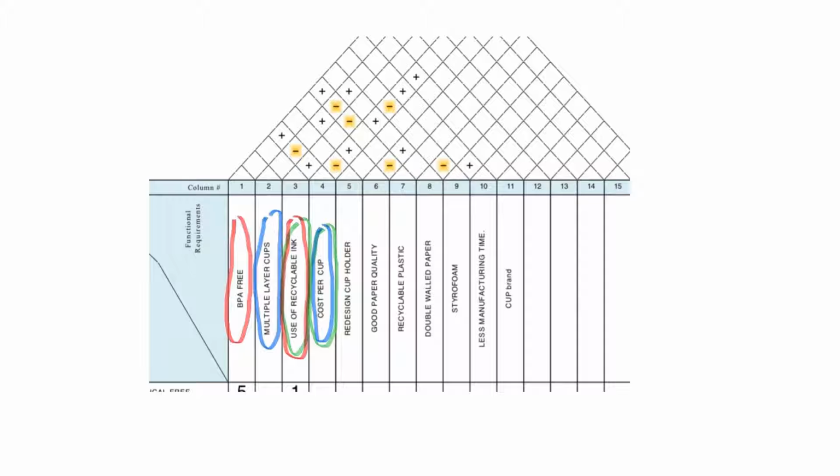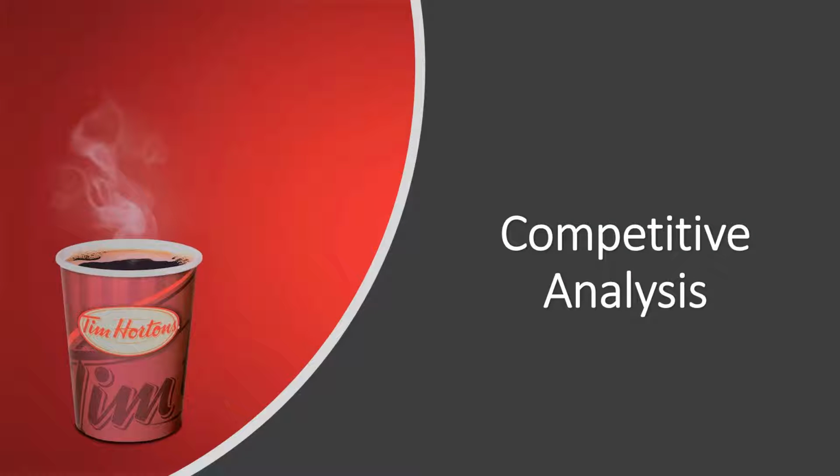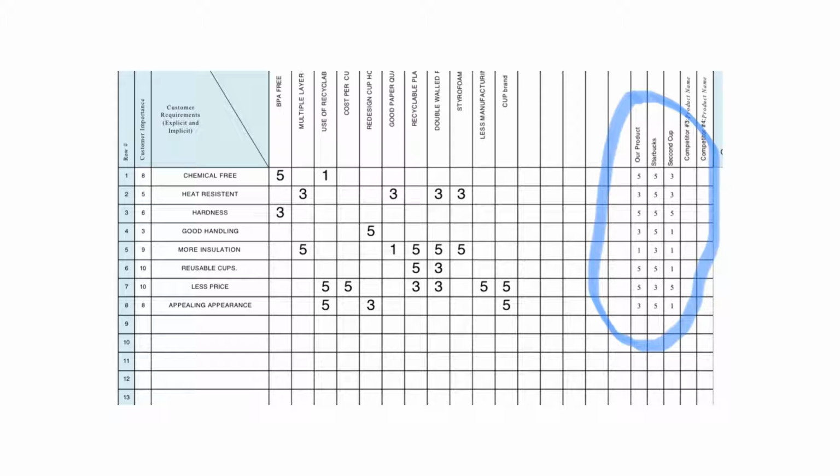Next, I would like to speak on our product and our competitors. So as of now, with Tim Hortons, our biggest competitor is Starbucks, followed by Second Cup Coffee Company. As for now, Starbucks falls on the first place on the basis of our analysis. Tim Hortons comes in second place, and Second Cup Coffee comes in third place. Let's talk further about the analysis based on the customer requirements.